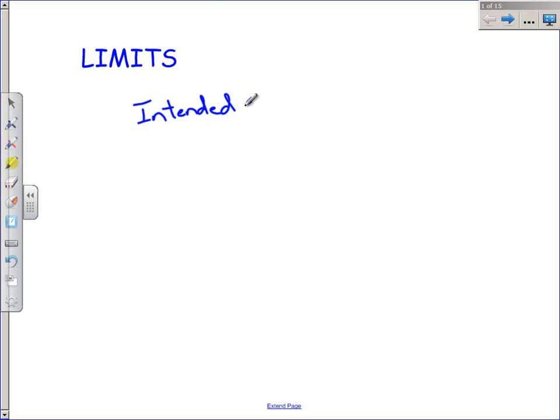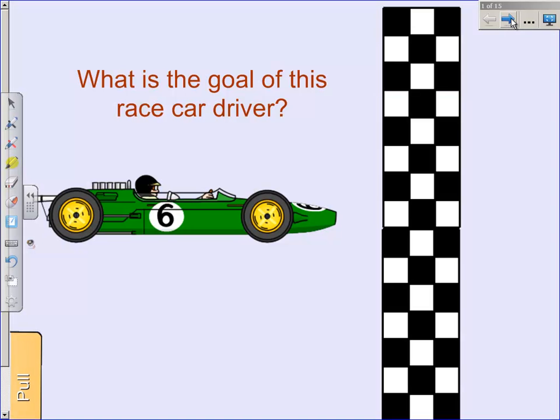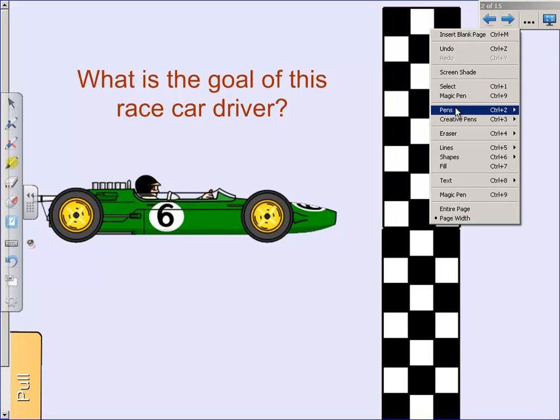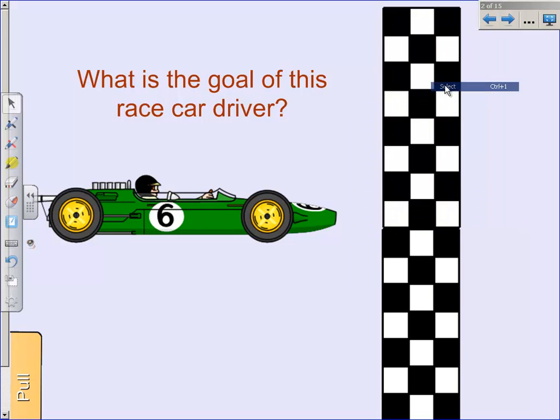Whenever we're talking about a limit, you are going to be declaring an intended height of a function. Even if that function doesn't get there, we want to know what the goal of the function is. So an analogy would be like this page, what is this race car driver? What is its goal? Even though it's not at the finish line, we know that the race car driver wants to get to the finish line.